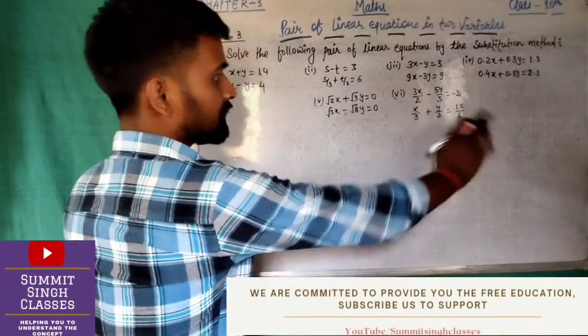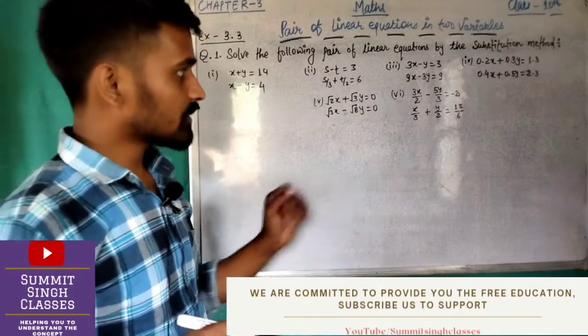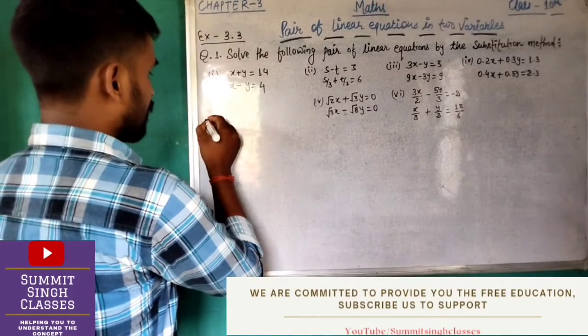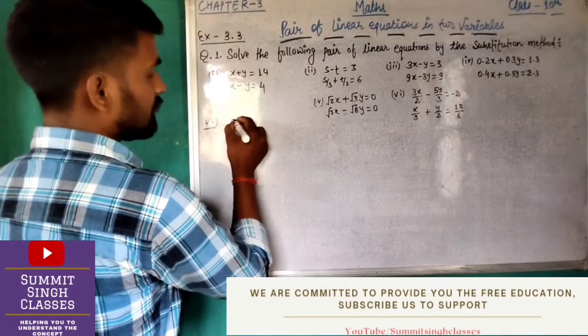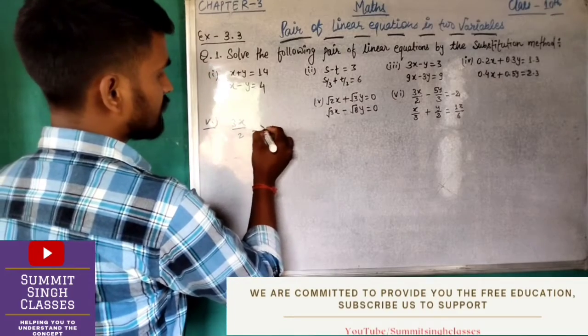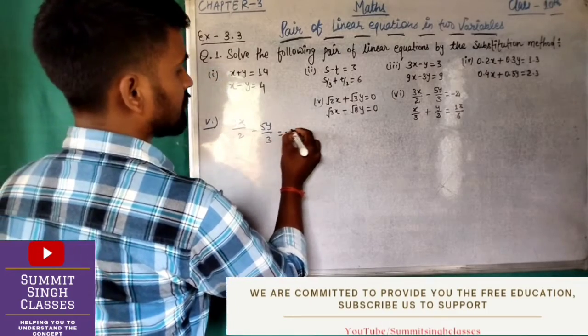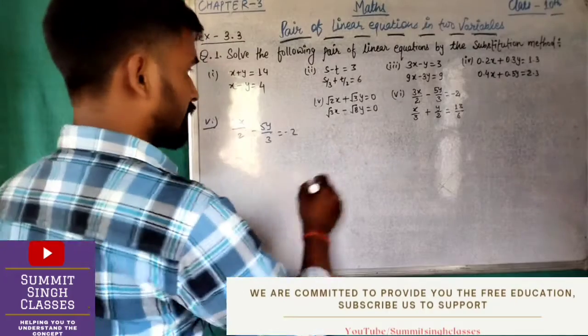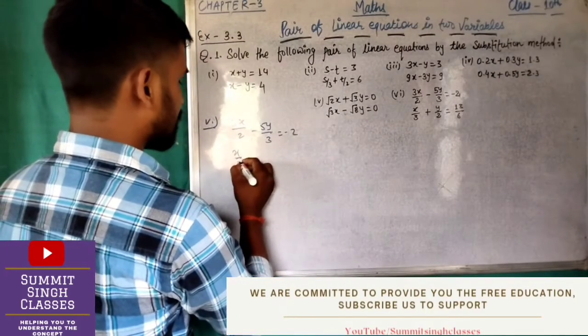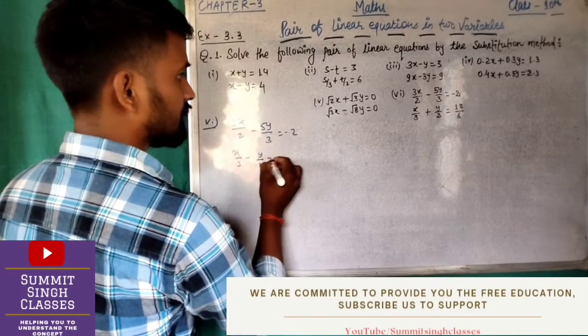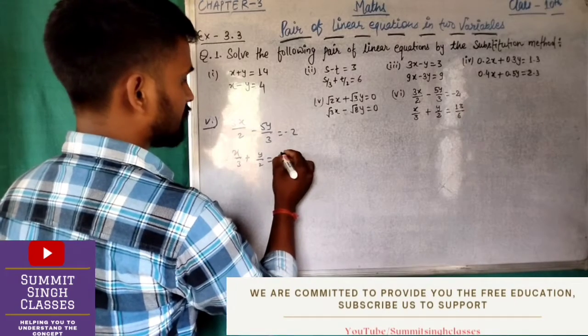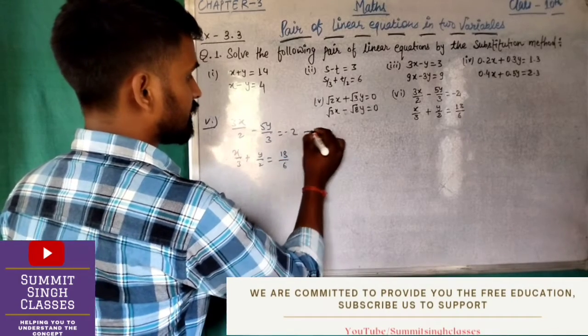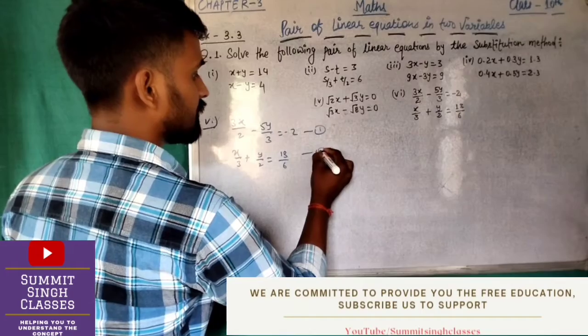क्वेश्चन नंबर 6. ओके, what this question is asking, see, we have to write its answer. So this is what 3x by 2 minus 5y by 3 is equal to minus 2. Okay, and the other thing is what, x by 3 plus y by 2 is equal to 13 by 6. This is equation 1, this is equation 2.